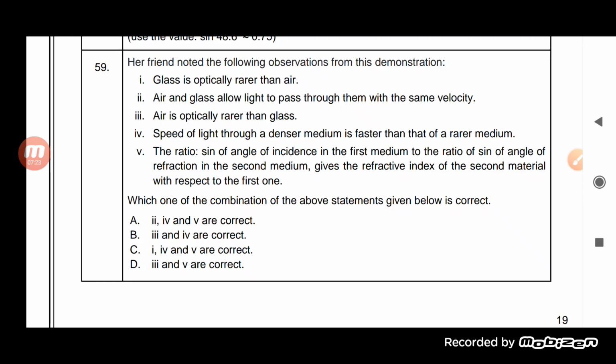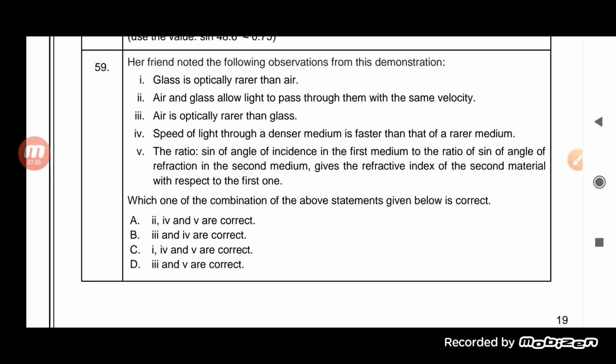Next, air and glass allow light to pass through them with the same velocity. That is also wrong, because the optical density of the glass is higher than that of the air. Ultimately, it definitely allows the light to pass through it, but the speed of the light changes due to the different optical density, due to different refractive index. So the speed of the light in glass will be less as compared to in the air.